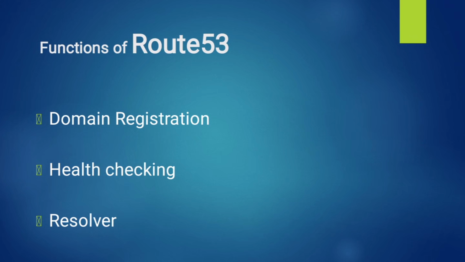And the third function is resolver. Route 53's resolver provides automatic DNS resolution within the VPC. By default, this resolver answers DNS queries for VPC domain names, such as domain names for EC2 instances or load balancers. And it can be configured to forward queries that it receives from EC2 instances in the VPCs to DNS resolvers on the on-premises network. These are the main three functions of Route 53.